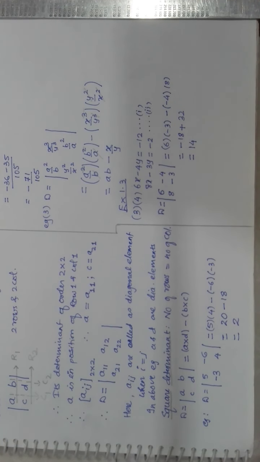Again I repeat, what is my D? D is the coefficient of variables, not the constant. Now see how many variables you are having. You have two variables. The first one is x.